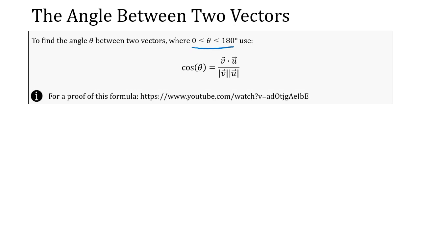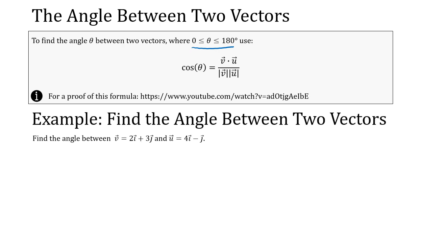A proof of this formula can be found using this YouTube link if you're interested. Let's look at an example. Find the angle between the vector v, which equals 2 times unit vector i plus 3 times unit vector j, and vector u, which is 4 times unit vector i minus unit vector j.